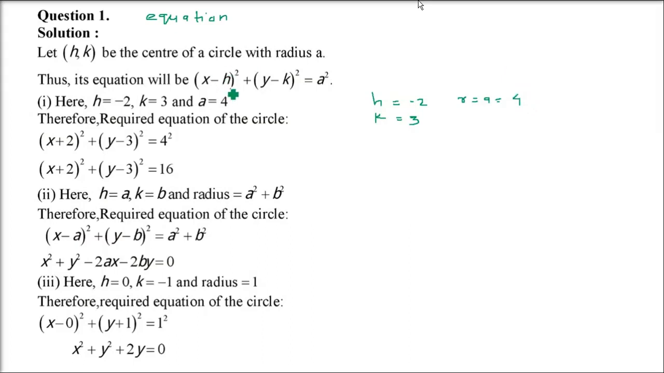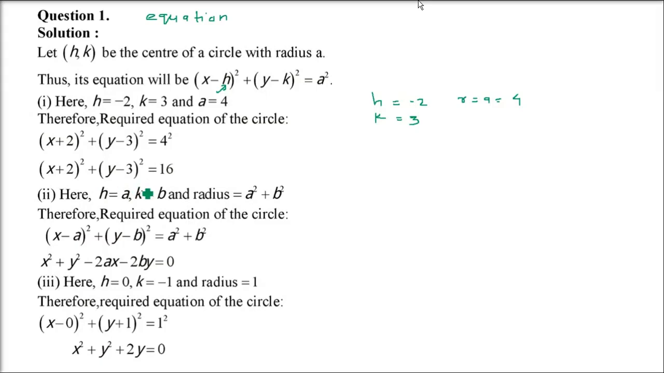So if you see, (x minus h) whole square plus (y minus k) whole square equals r square. In place of h you are going to place minus 2, so x minus minus 2 will be x plus 2. In place of k you are going to put 3, in place of r you are going to put 4, so this will be the equation.